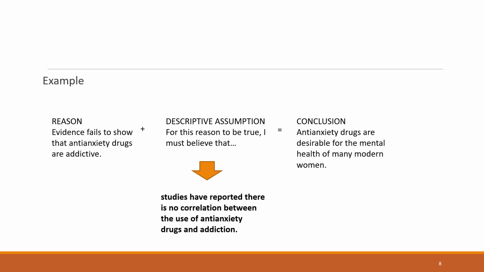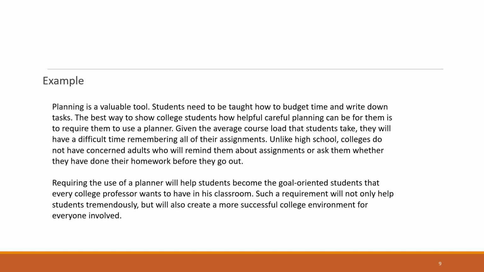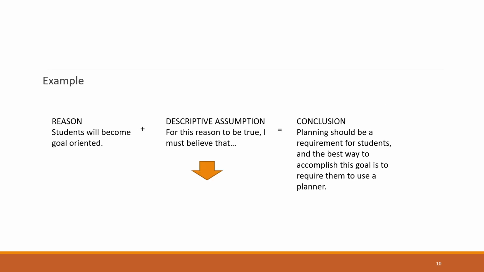Okay. All right, let's do one more example here. Go ahead and take a moment to read this to yourself. Pause the video. So in this third example, the author provides one of the reasons for why planning should be required for students. The author says students will become goal-oriented. And because of this, the author concludes that planning should be required for students, and the best way to accomplish this goal is to require them to use a planner.